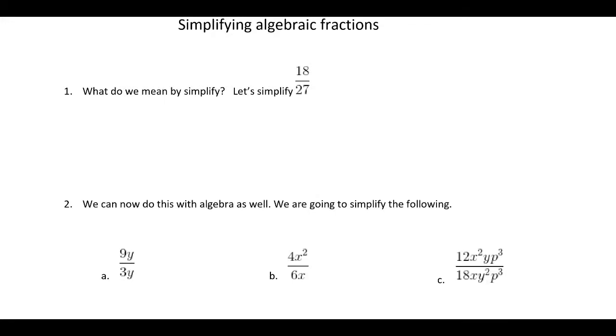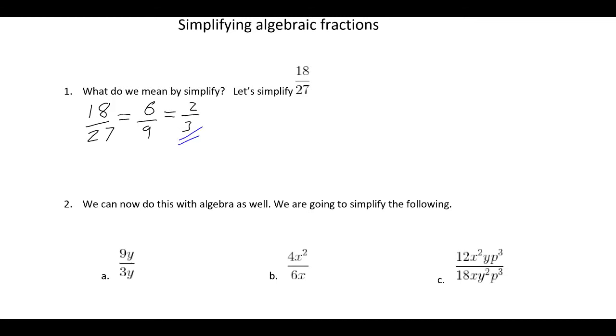Simplifying algebraic fractions is conceptually very similar to simplifying non-algebraic fractions. So firstly, let's pin down what we mean by simplify. Simplifying is when we cancel factors that are top and bottom. The way I would normally do this is I would do 18 over 27. I'd see that you can divide top and bottom by 3, and that would give me 6 over 9. I can divide top and bottom by 3 again and get 2/3.